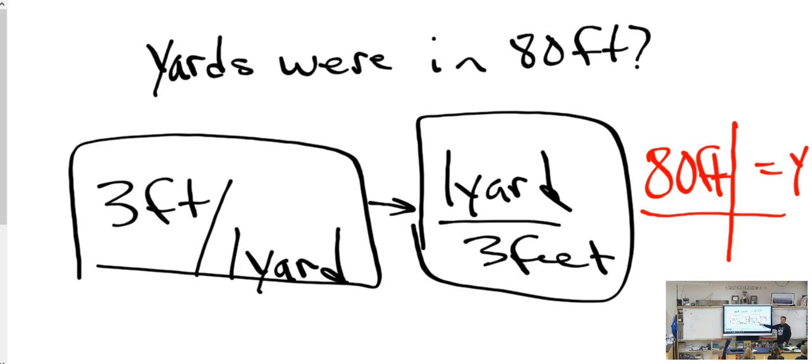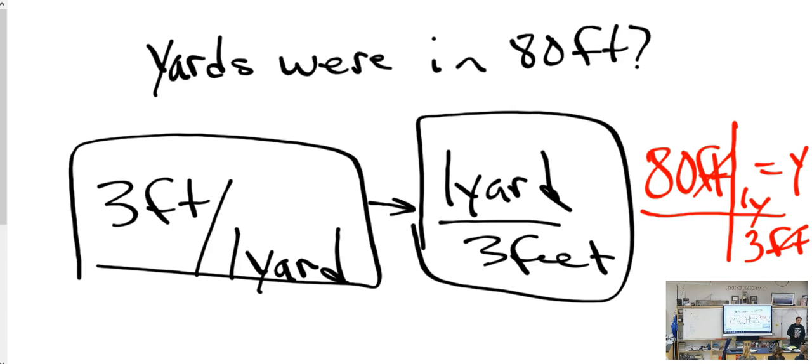Because in order for math to cancel things out, they need to be where? On the top and on the bottom. So if feet is on top, I need feet on bottom. You would have 3 feet, and what's the top part of this one? 1 yard. The unit of feet would cancel out, and I'm left with yards.